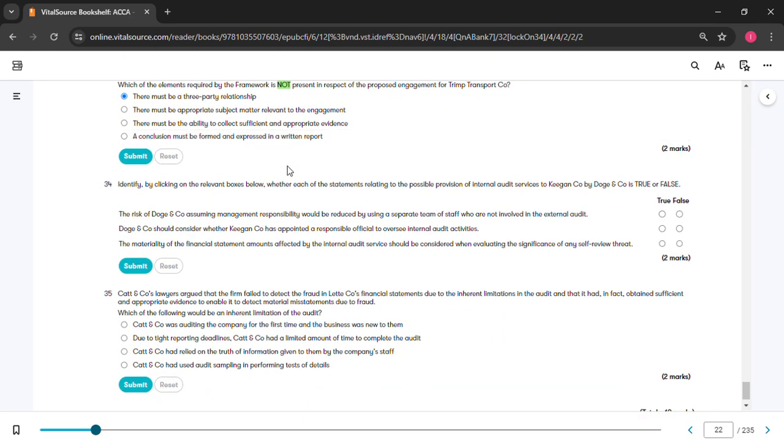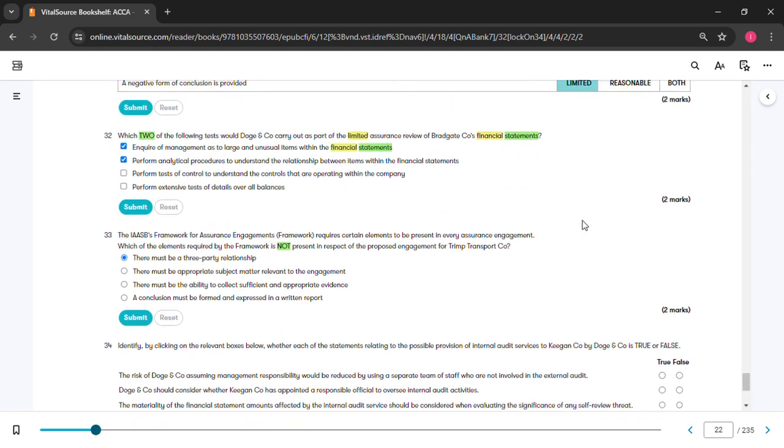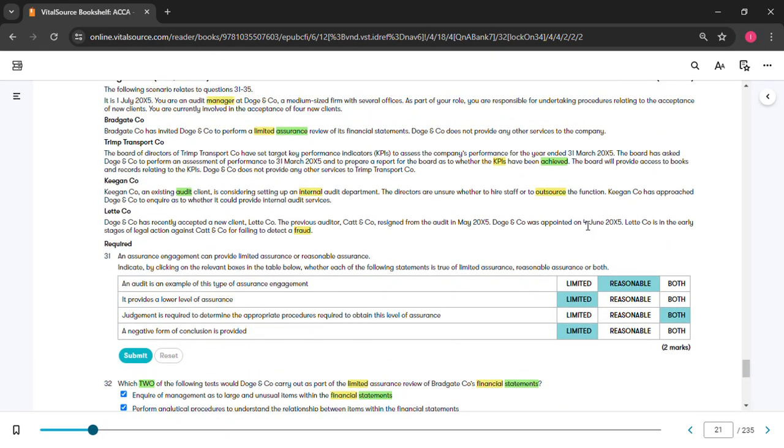Identify by clicking on the relevant boxes whether each of the statements relating to possible provision of internal audit service by Dodgy and Company is true or false. Read once again what Keegan and Company are saying. Keegan Company, an existing audit client, is concerned with setting up an internal audit department. The directors are unsure whether to hire staff or to outsource the function.